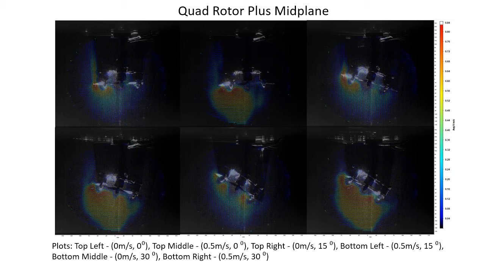The last one I wanted to show is the quad rotor in plus configuration with the laser plane positioned at the mid plane. This is the center of the quadcopter, in between all of the rotors. You can see there's a pretty steep increase in velocity, but you can also notice a distinct dead zone in the very center of the quadcopter, and this would be an ideal placement for sensors again.